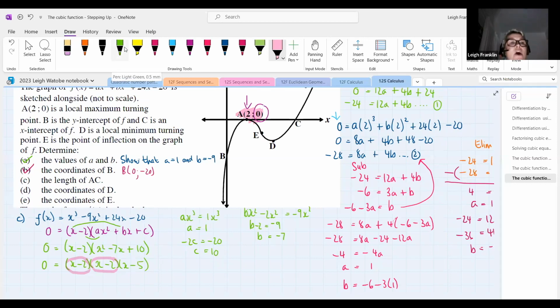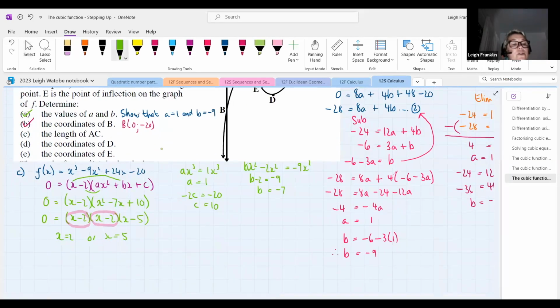Because in this case, there can only be 2 x-intercepts. There's not 3 x-intercepts, there's only 2. So we know that the one is 2, but that's not the one that we're after, is it? Or x is going to be equal to 5, as somebody did say in the chat. So therefore, at C, we would say that x was equal to 5. That means that the length of AC, it's a horizontal line, so it's the x to the right minus the x to the left. So this is going to be 5 minus 2, which gives us 3 units.